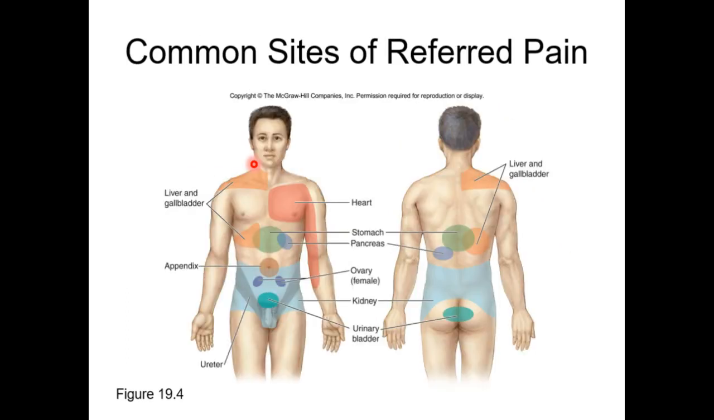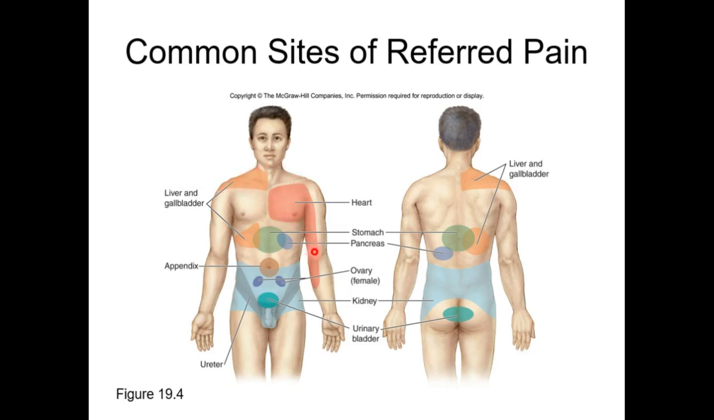So there's a couple of common sites of referred pain, and this is clinical relevance for you. So we just looked at appendicitis. The very common referred pain pattern for appendicitis is the umbilical region. Some of the weirder ones, liver and gallbladder, it can be localized to where the liver actually is, or it can refer pain all the way up to that shoulder. That right shoulder can be a site of referred pain for the liver and gallbladder.